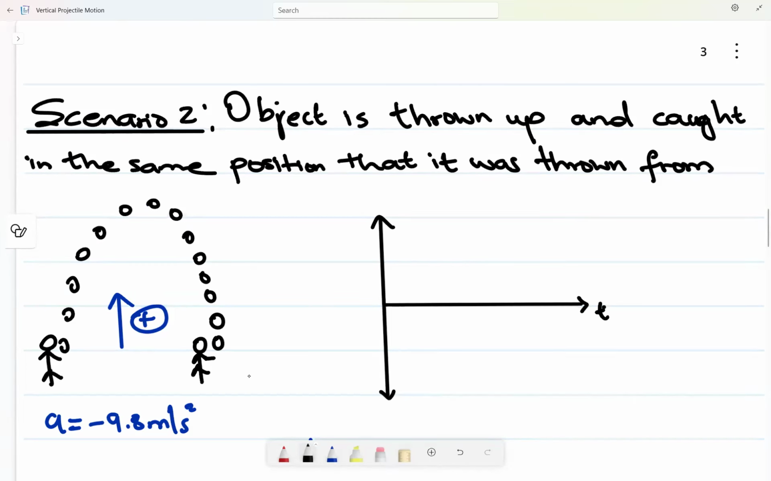This is time in seconds. This is acceleration, in what? In meters per second squared. It is very important to label in full. Now, this is very important.